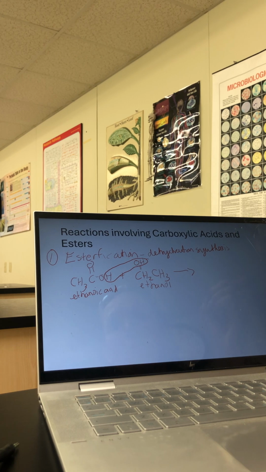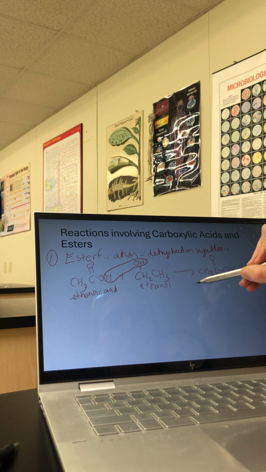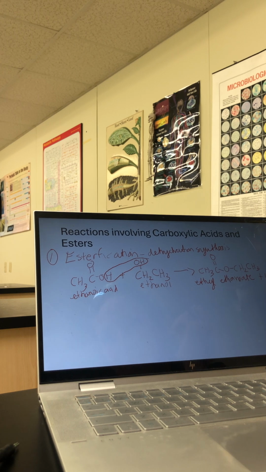Okay, and then these are going to join. So what you're going to end up with is this molecule, plus water, and this molecule would be called ethyl ethanoate or ethyl acetate, as we saw before. Now, this reaction is reversible. So you can add water to an ester and create both of those byproducts as well.